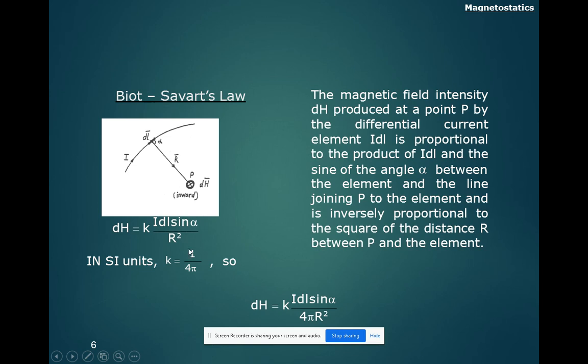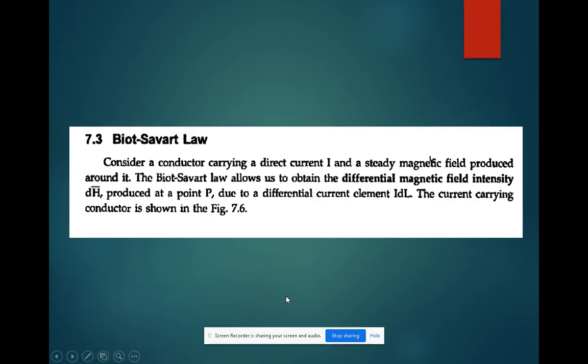I dl will be proportional to the product of I dl and the sine of the angle alpha, which is the angle between the current element and the line joining the element and point P, and also inversely proportional to the square of the distance between point P and the element. So dH, the differential magnetic field intensity, is given by K into I into dl into sine alpha by 4 pi r square, where K is the proportionality constant.